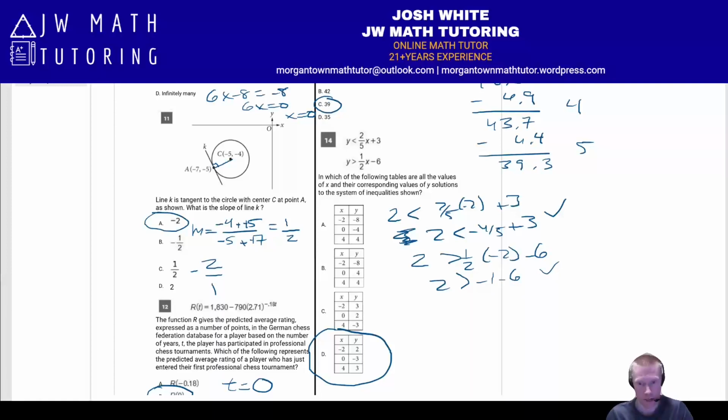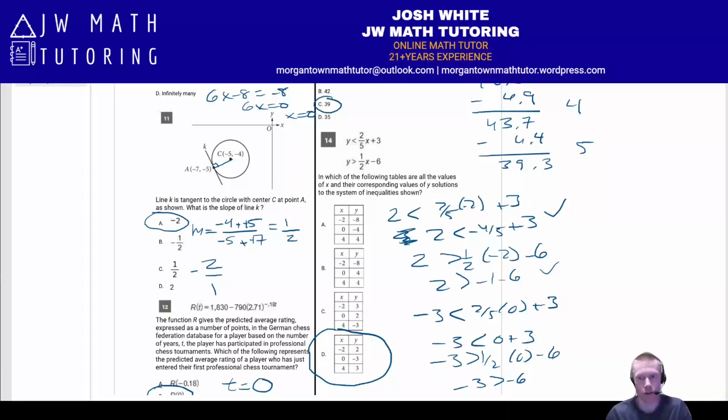Then you could do the same thing for the second point, 0, -3. You're going to get -3 less than 2/5 times 0 plus 3, so -3 less than 0 plus 3. Okay, that's true. Check it for the second one: -3 greater than 1/2 times 0 minus 6, which is -3 greater than -6. Yes. And then you could do the same thing for 4, comma 3, and you'll find that D is going to work. So it's a little bit of work.